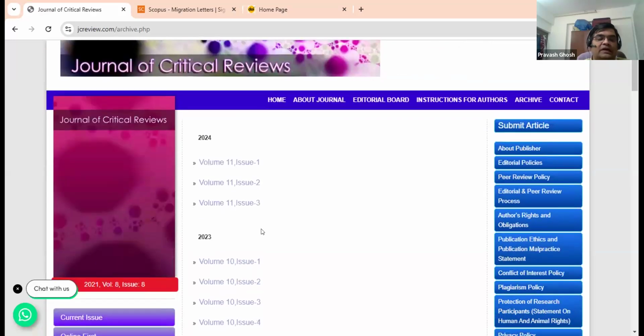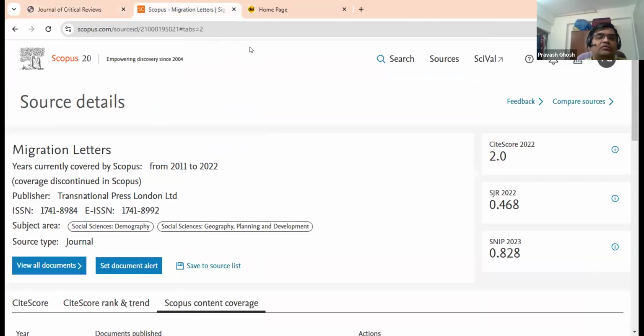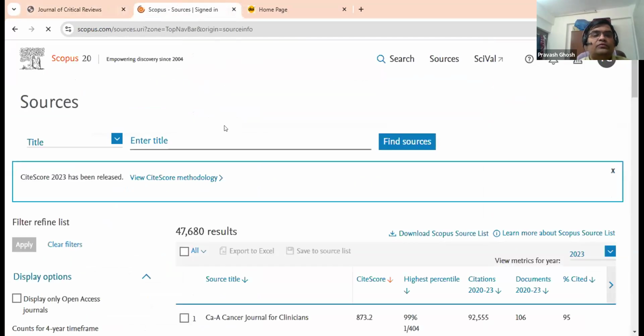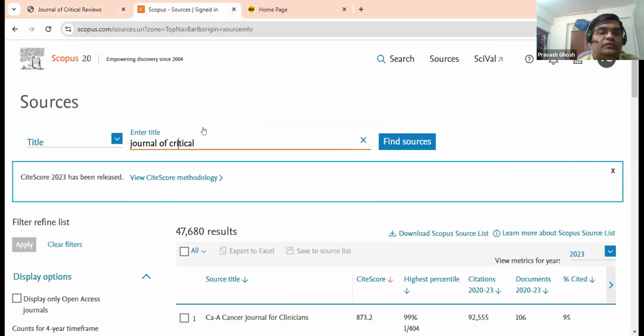Yes. 24, 23, ये 20 में ही बंद हो गया था शायद. Just 1 minute. Journal of Critical Reviews. So be aware of this journal. Scopus is taking some time. So Journal of Critical Reviews.